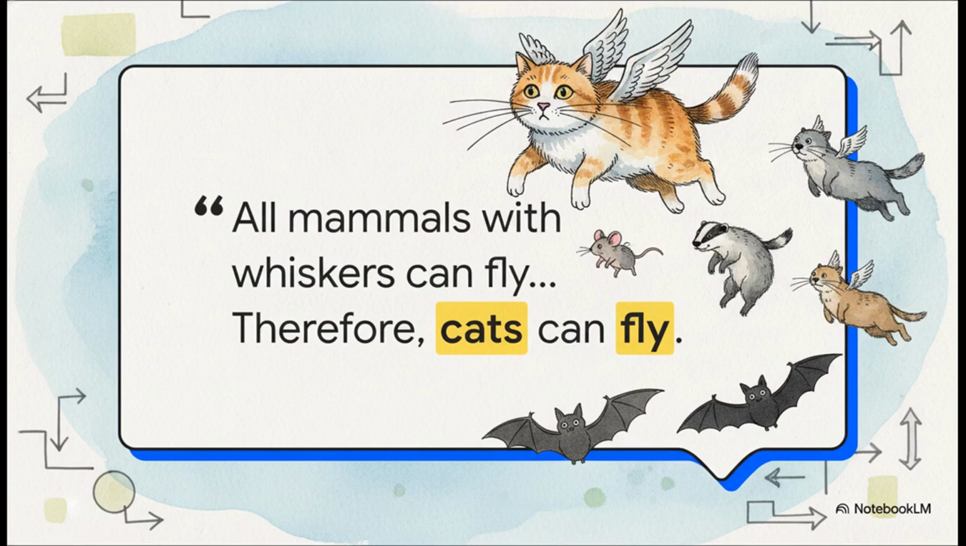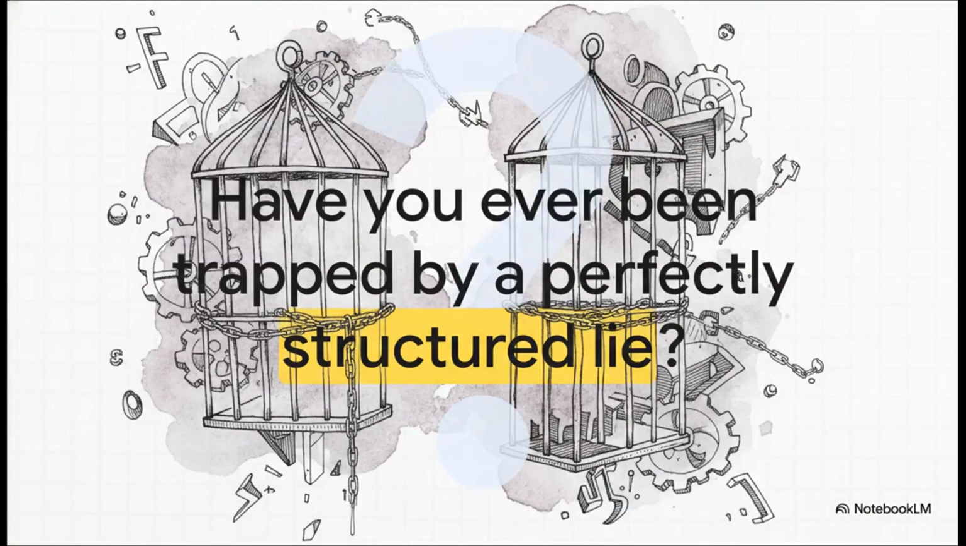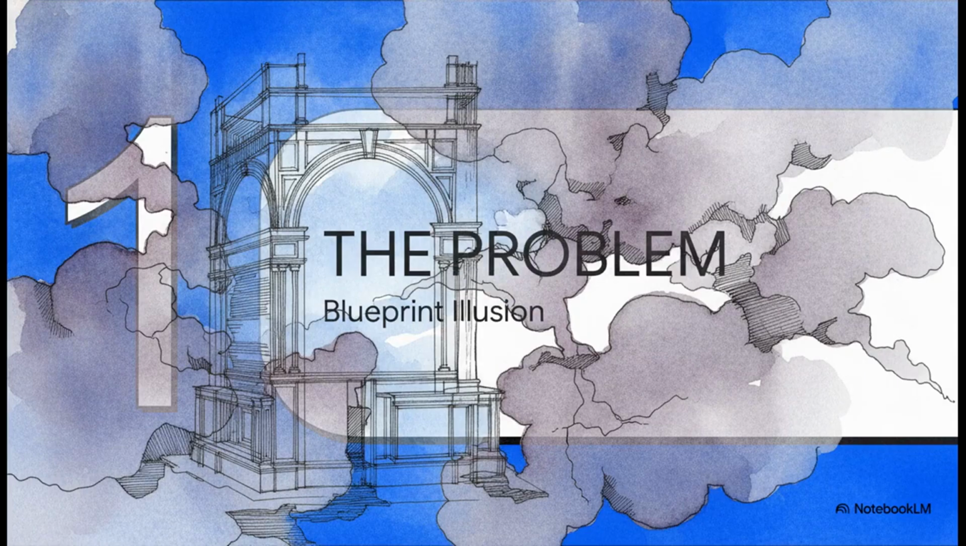But what if I told you that, from a purely logical point of view, the structure of that ridiculous argument is absolutely flawless? Seriously, think about this for a second. Have you ever been in an argument where you knew with absolute certainty that the other person was completely wrong, but you just couldn't figure out exactly how to prove it because their logic technically sounded perfect? It's an incredibly frustrating feeling. You find yourself trapped by a perfectly structured lie, completely unable to dismantle it in real time. Okay, let's dive into this.